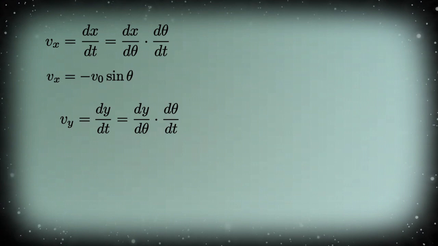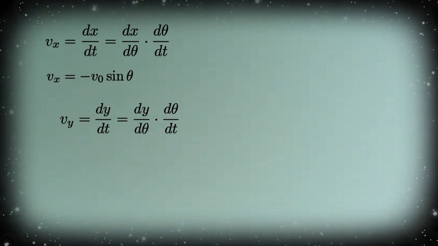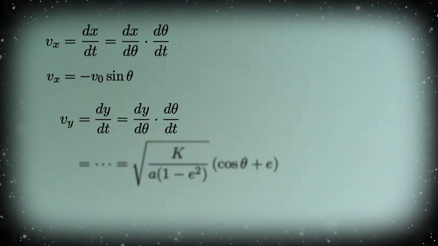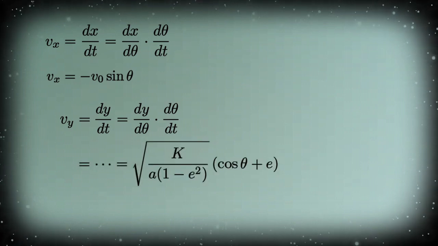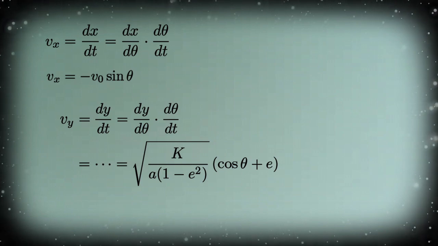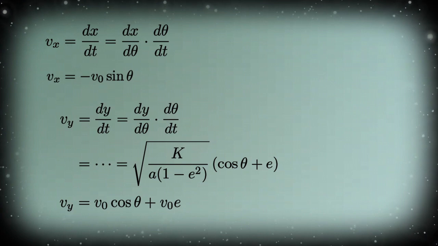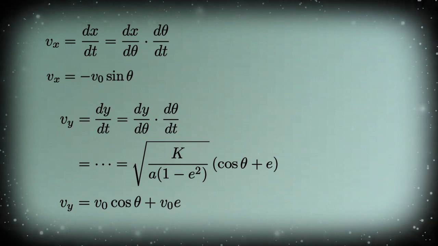That leaves the other component of velocity, Vy, which we can calculate as dy/dθ times dθ/dt. The steps are very similar to the ones we just went through for Vx, so I won't use our precious time together to spell out the details. I'll just jump to the answer. Vy is equal to v0 cos theta plus v0 times e.